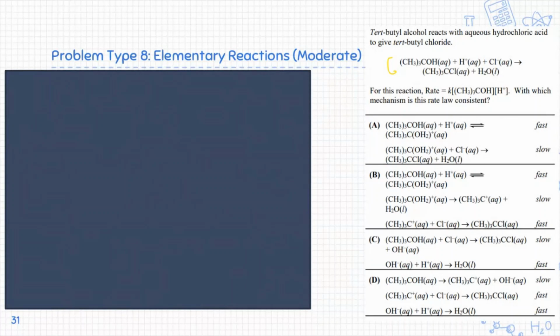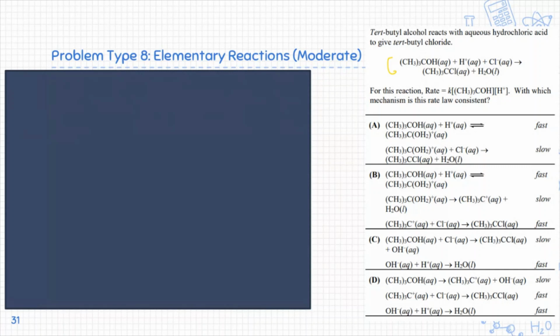So the rate equals the rate constant times tert-butoxide and a hydrogen ion. All right. So we know it's first order in tert-butoxide and first order in acid. So it's second order overall. With which mechanism is this rate law consistent?